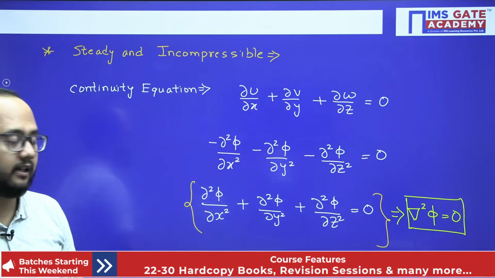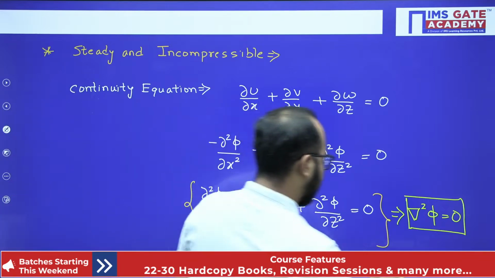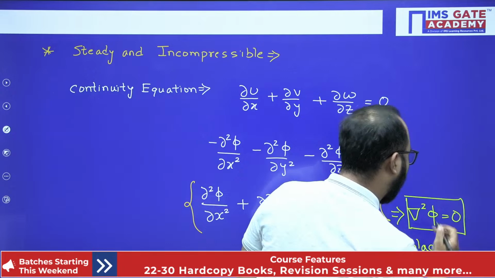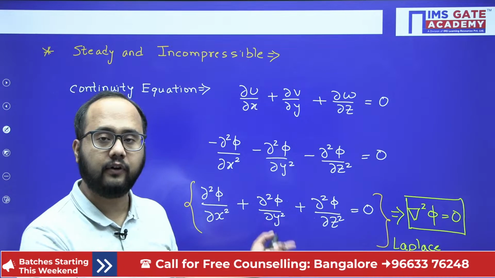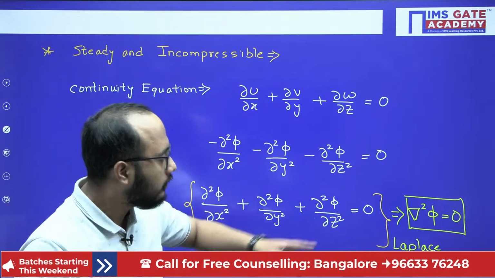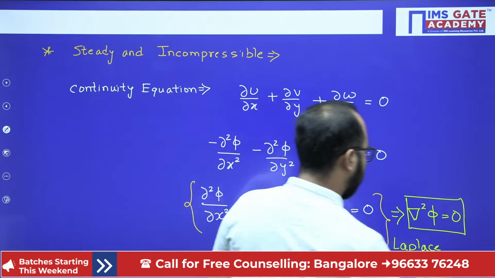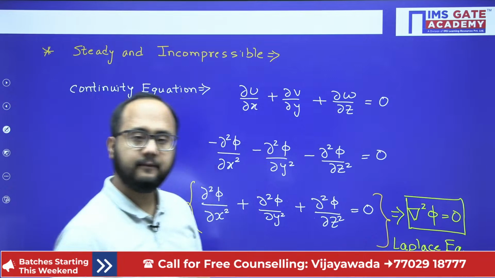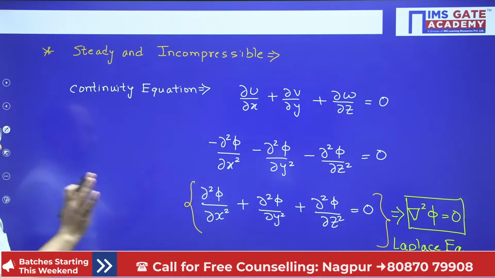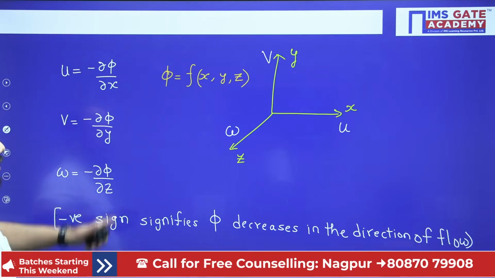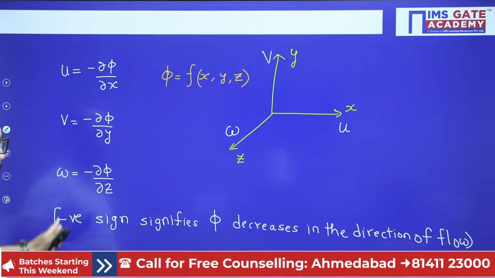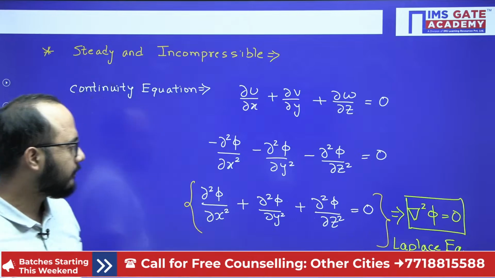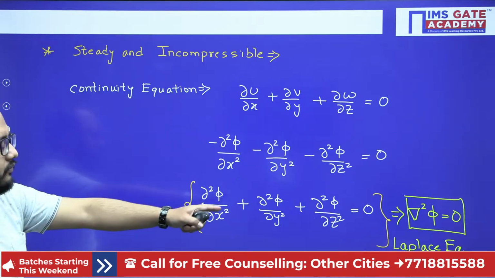I hope the point is clear to everyone. So this is the Laplace equation. Now, in order to understand whether the velocity potential function is going to satisfy the continuity equation or not, we will check this Laplace equation. Yes or no? We will check this particular Laplace equation. So the velocity components are clear, and the negative sign signifies that phi decreases in the direction of fluid flow, right? And applying the continuity equation, we got this Laplace equation.